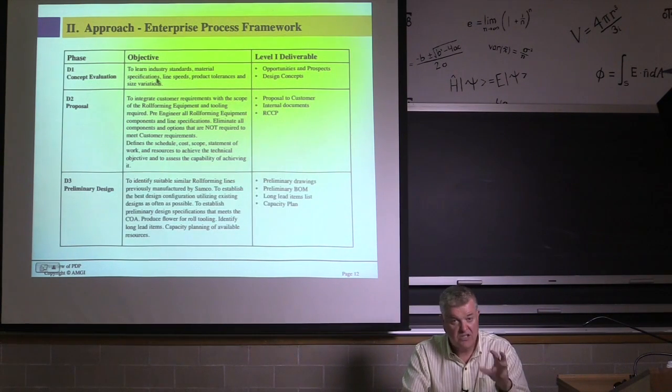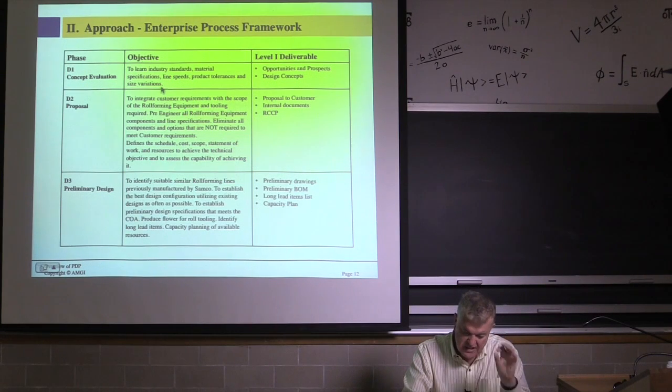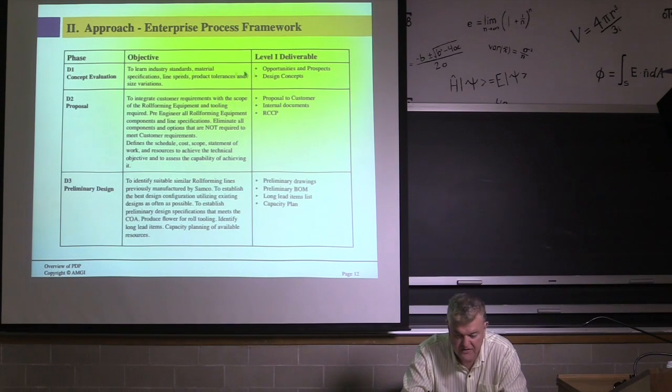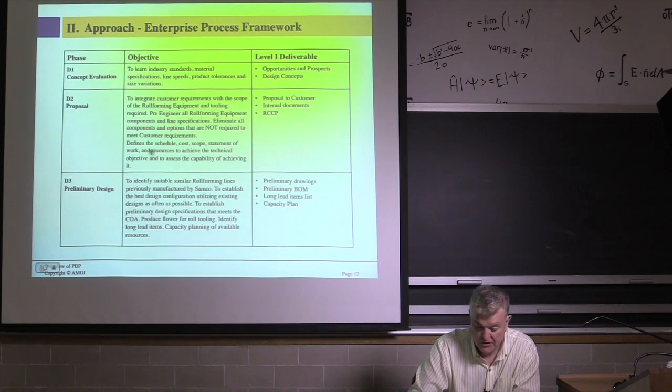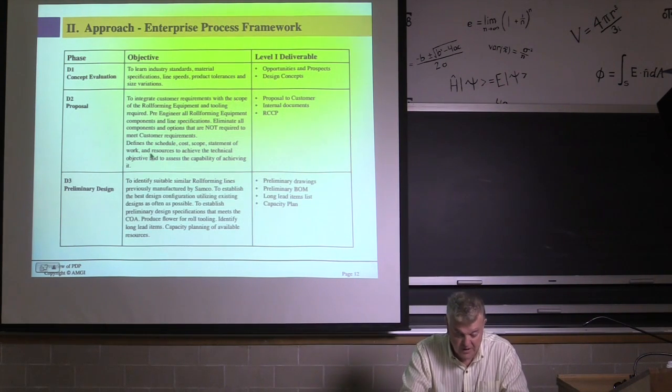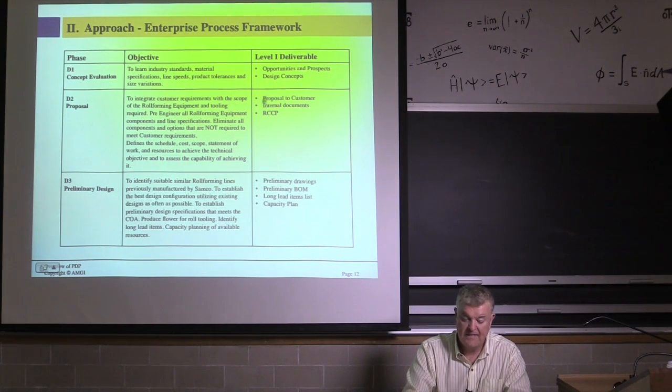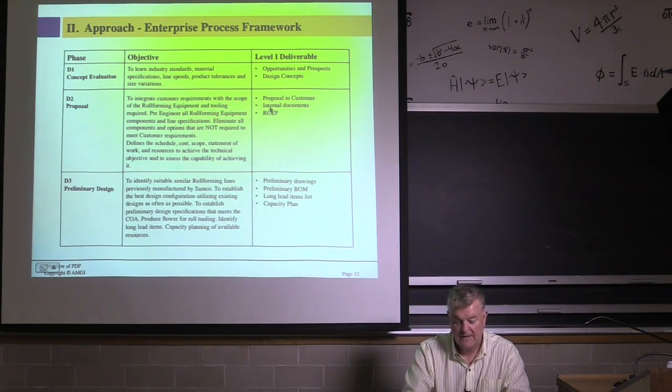And then the next thing again, this is designing the enterprise. This is the detailed modeling approach. You name the phases, you state the objectives of each phase, you state what you're going to deliver. So for proposal, this happens to be again a roll forming business, to integrate the customer requirements with the scope of the roll forming and equipment and tooling required, to pre-engineer all roll forming equipment, components and line specs, to eliminate all components and options that are not required to meet the customer spec, to define the schedule, the cost, the scope of the statement of work and the resource to achieve the technical objectives. And the outputs of that is a proposal to the customer, some internal documents, and then rough cut capacity planning.